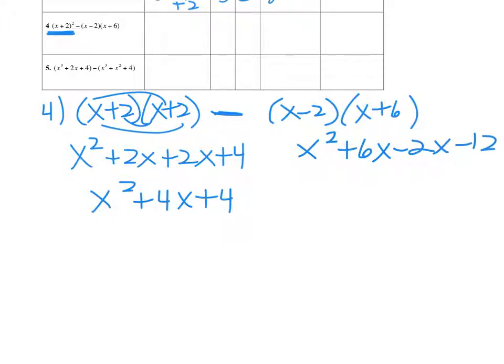Are you getting really good at FOILing? You're getting pretty good at it? I hope so by now. Almost to second semester Algebra 2. You're doing pretty good. So then we get x squared plus 4x minus 12.